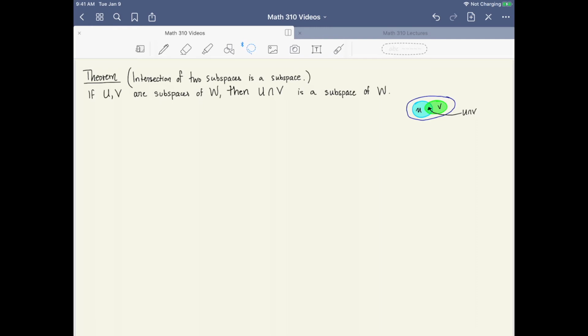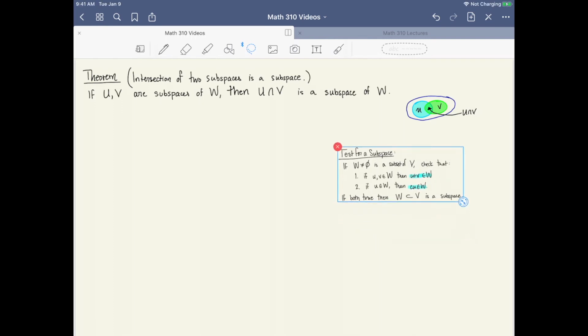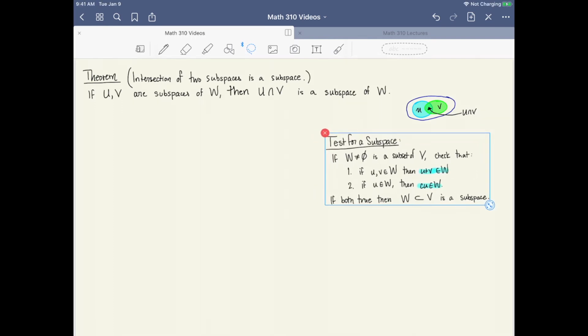One useful statement is that the intersection of two subspaces is a subspace. In other words, if U and V are subspaces of some vector space W, then U intersect V is also a subspace of W. Let's prove this. So as a reminder, what we need to show is contained in this test for a subspace. And even though there's an itemized list with 2 items on it, there's really 3 things to check.